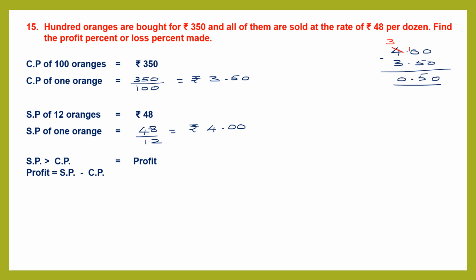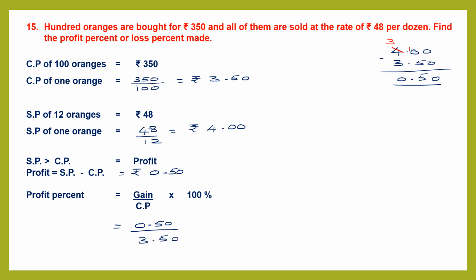So what is the profit? The profit is 50 paisa, 0.50. 0 is for rupees and after the point what you have is for paisa. So this is a profit. Let's find the profit percent by using the formula gain by cost price, or profit by cost price into 100. So profit is how much? 0.50 divided by the cost price. Cost price is 3 rupees and 50 paisa. And this we're going to multiply by 100%.